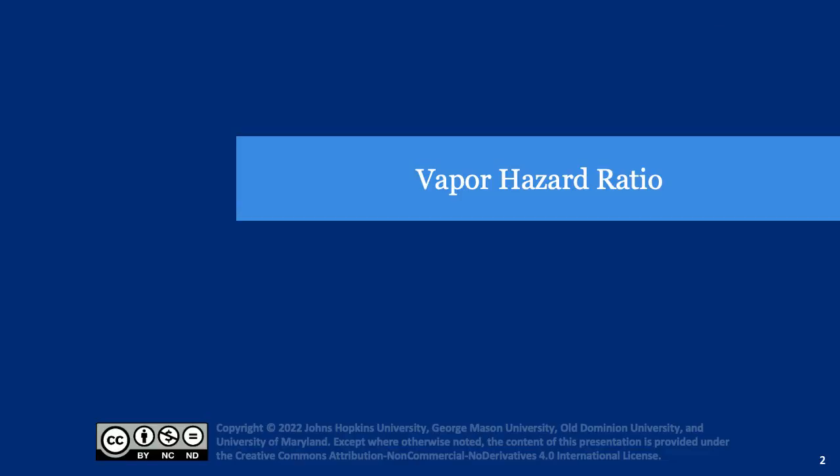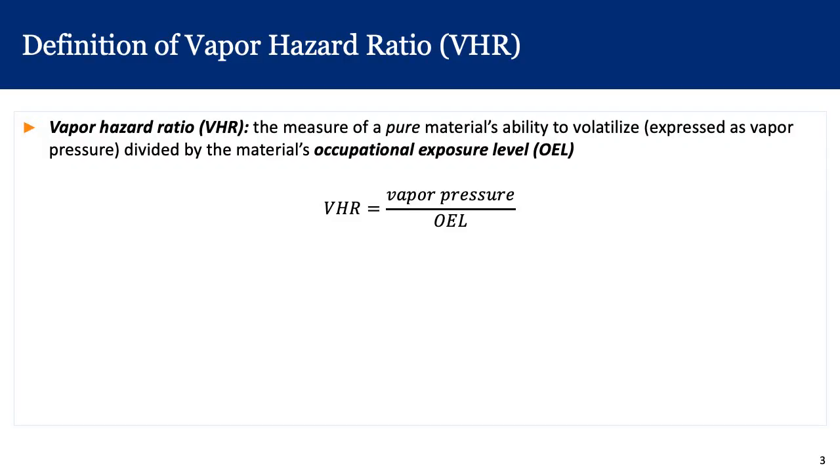We come to the second rule of thumb. This is using something called a vapor hazard ratio. So what we'll do first is define what this ratio is. The vapor hazard ratio is simply defined as the measure of a pure material's ability to volatilize, expressed as vapor pressure, divided by the material's occupational exposure limit, or OEL. So it's vapor pressure divided by OEL.